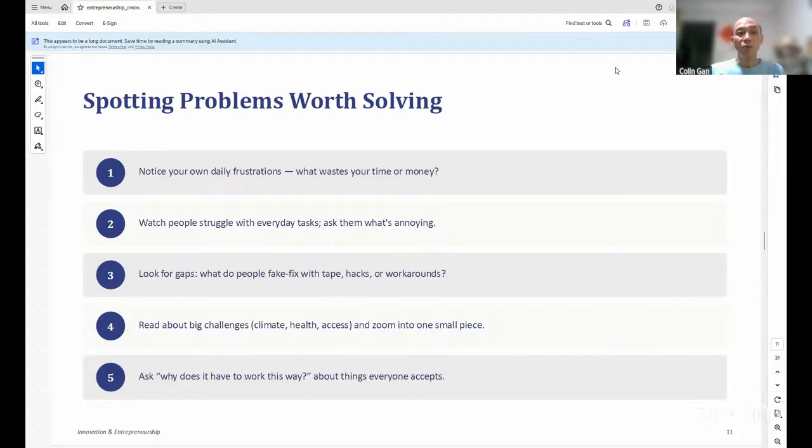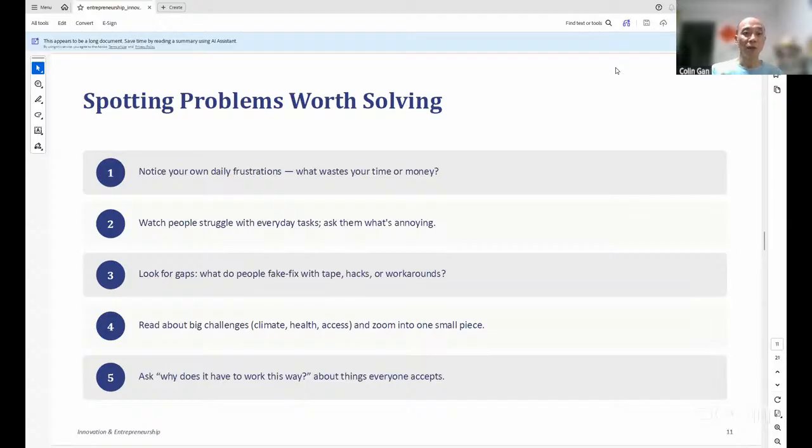Number two, watching people struggle with their everyday tasks. Ask them what's annoying them and look for gaps. What do people fake-fix with tape, hacks or workarounds? These things can help you to create businesses or solutions.